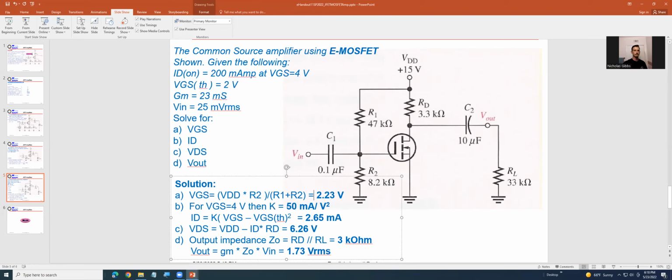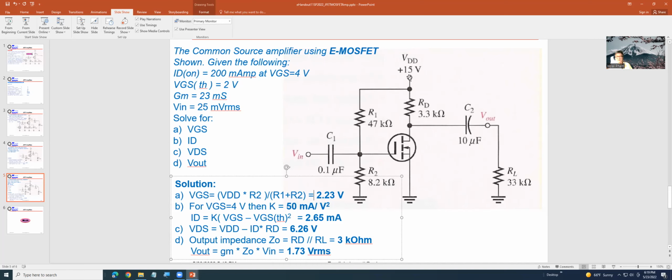Could you explain how to calculate the output impedance? I see it's RD parallel the resistance load. Can you just go over that real quick though? Output impedance, right? Yes. That means you're looking from the output into the amplifier to see how much resistance.